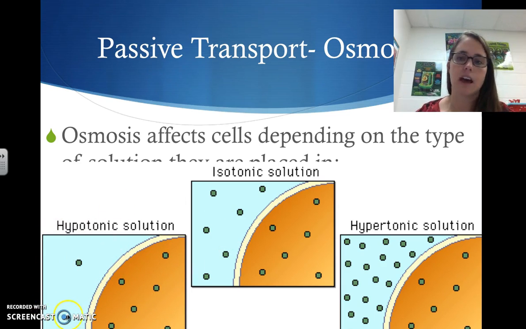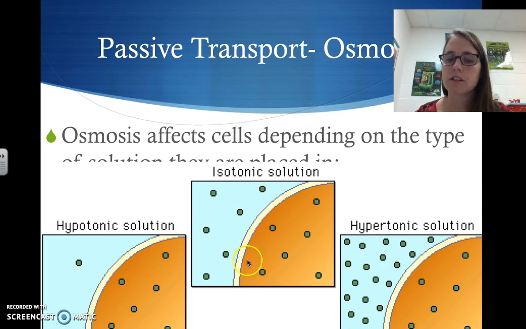Here, if you look, this is outside the cell, and there's only one piece of solute, only one thing that's dissolved. If you look inside the cell, I have 1, 2, 3, 4, 5, 6. So this is called a hypotonic solution because it says this is lower amounts of solute than in here.